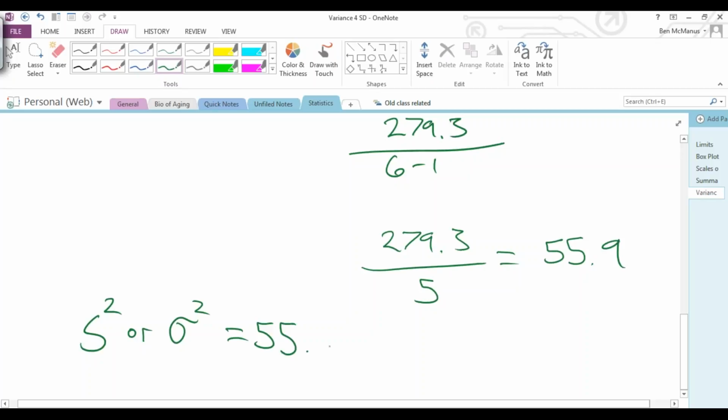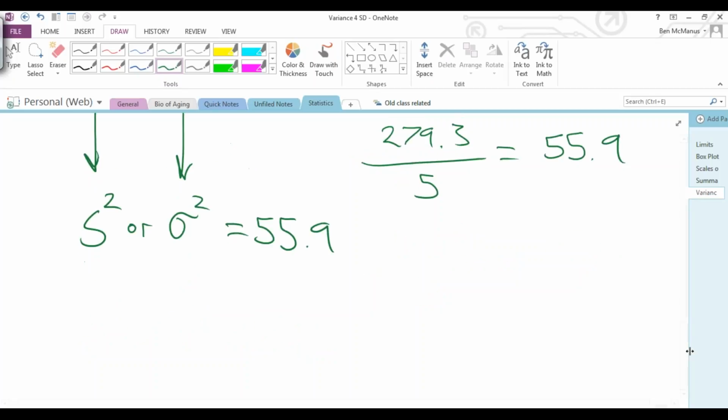And again, I'm writing both of these because it depends on whether we're talking about a population or a sample. If we're talking about a population, expect to see this. If we're talking about a sample, we'll see that. But for this course, calculate them both the same.